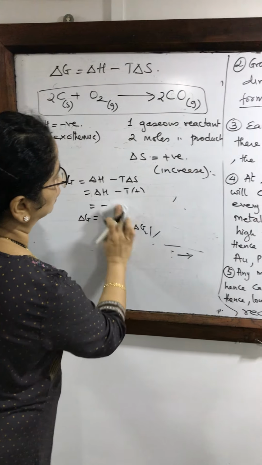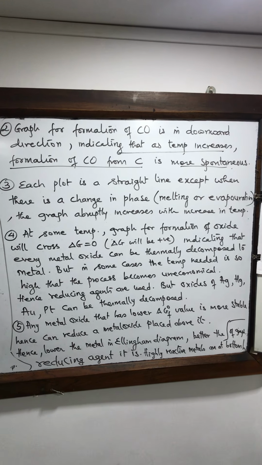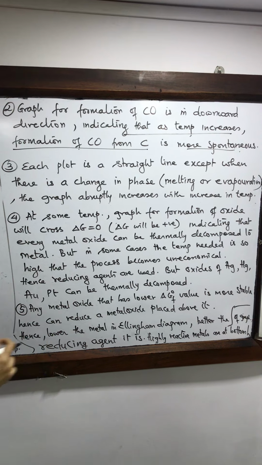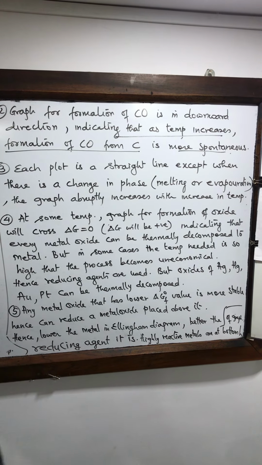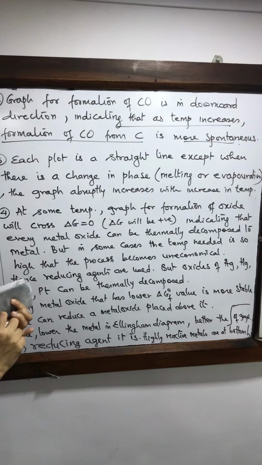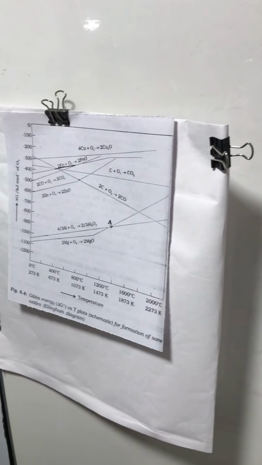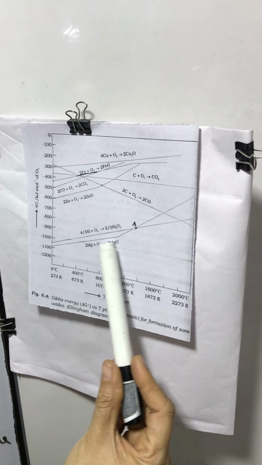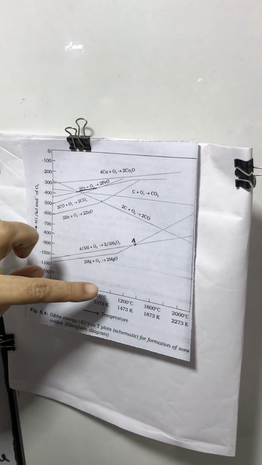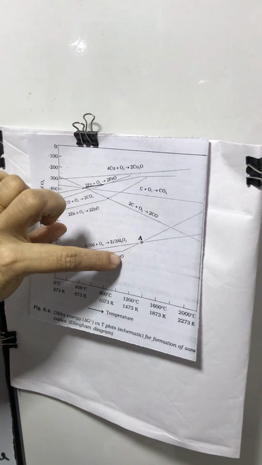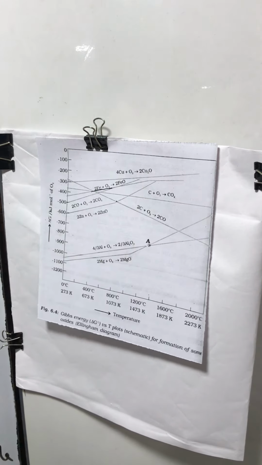Let us look at the third point. The third point says that each plot is a straight line except when there is a change in phase. Let us look at the graph again. In this graph, you will look at magnesium oxide. The formation of magnesium oxide is a straight line till about 1000 Kelvin or 1100 Kelvin. And then there is a sudden increase.